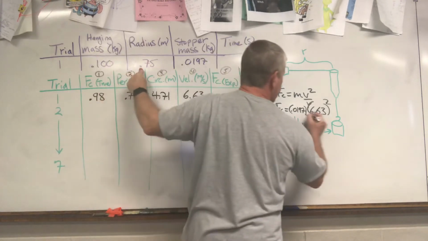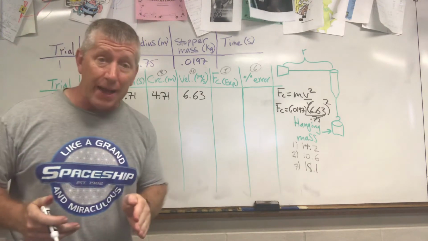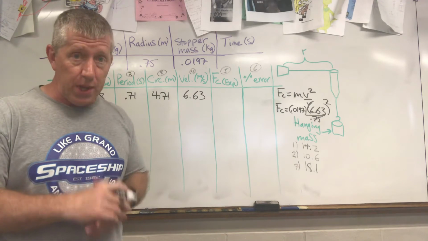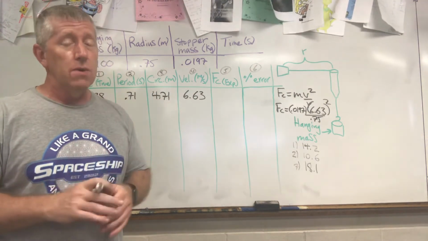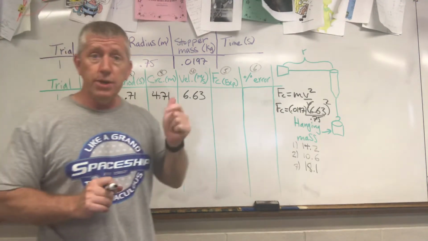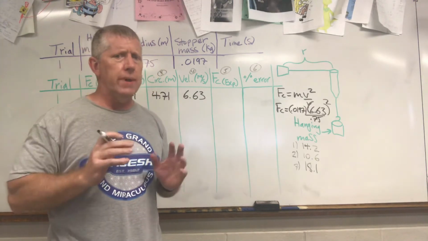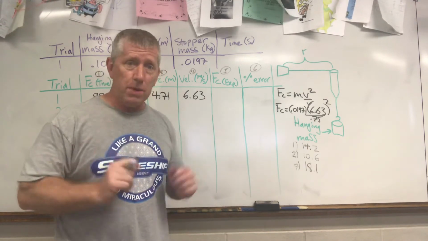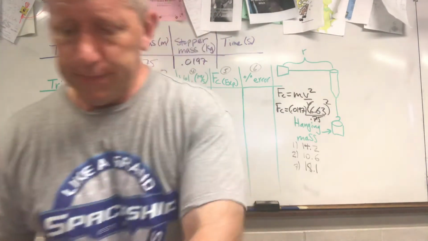Now, of course, if you were doing this with trial 4 and 5, you would not use 0.75. Okay, remember that. You would use 0.5 for trial 4 and 1 for trial 5. So be careful of that. 0.75 is used for trials 1, 2, 3, 6, and 7. So you got to be careful and see which trial you're doing. Don't just get into a mindless habit because they change. So be aware of that. Let's do the math and see what we get for our experimental Fc.